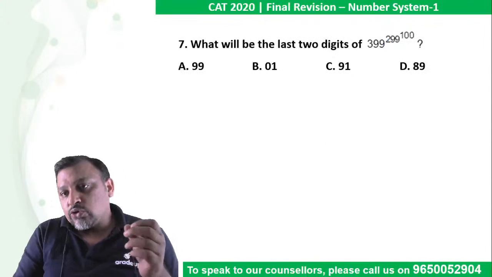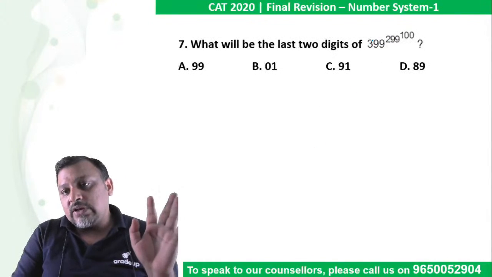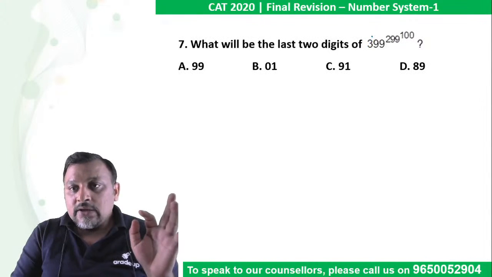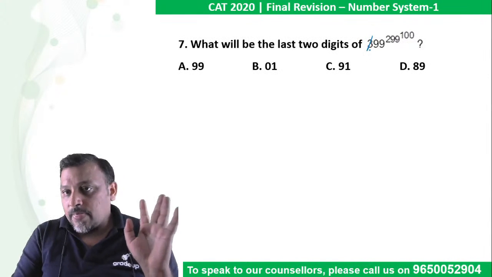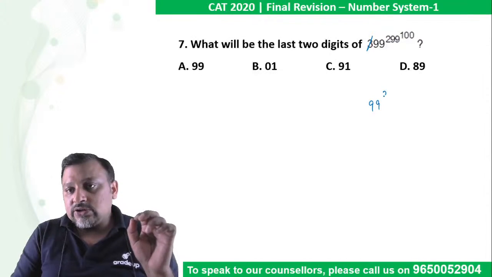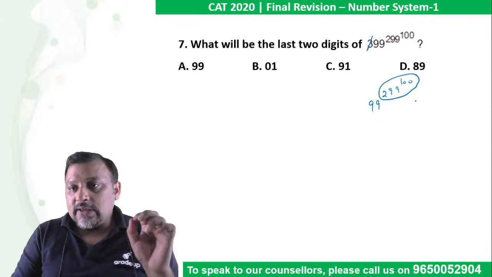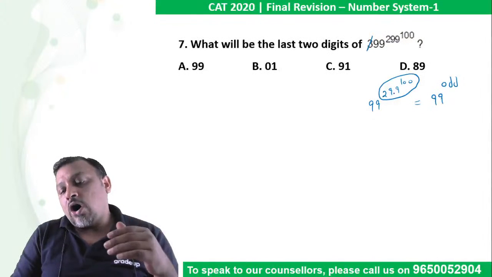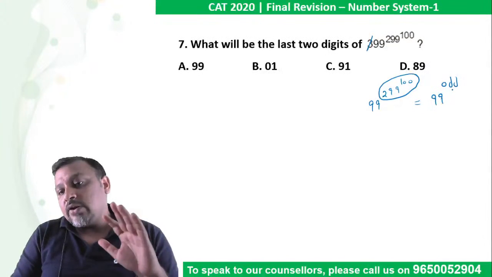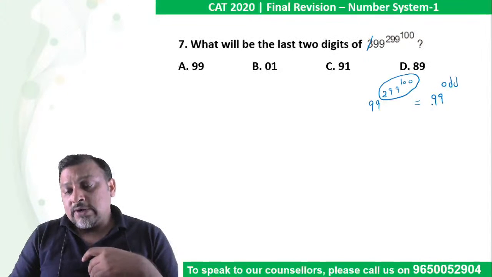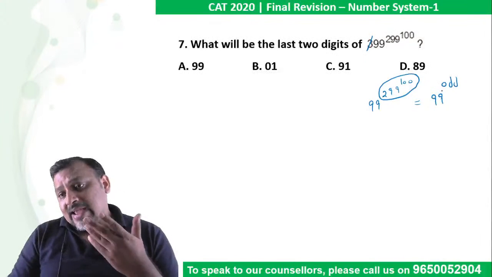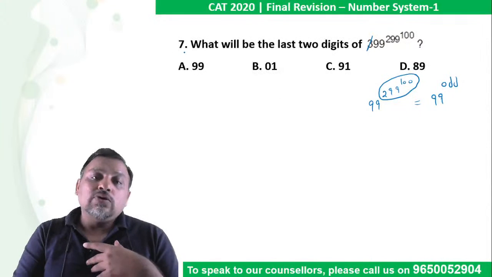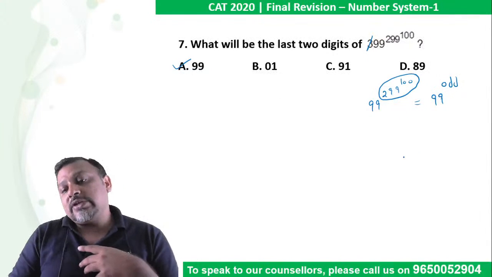We know last 2 digits depend upon the last 2 digits of the number. So that means here 3 has no role. I need to find the last 2 digits of this only. And we know this entire power is odd. It is 99 raised to an odd power, because 299 is odd, and an odd number raised to any power will remain odd. So 99 raised to an odd power is always 99.